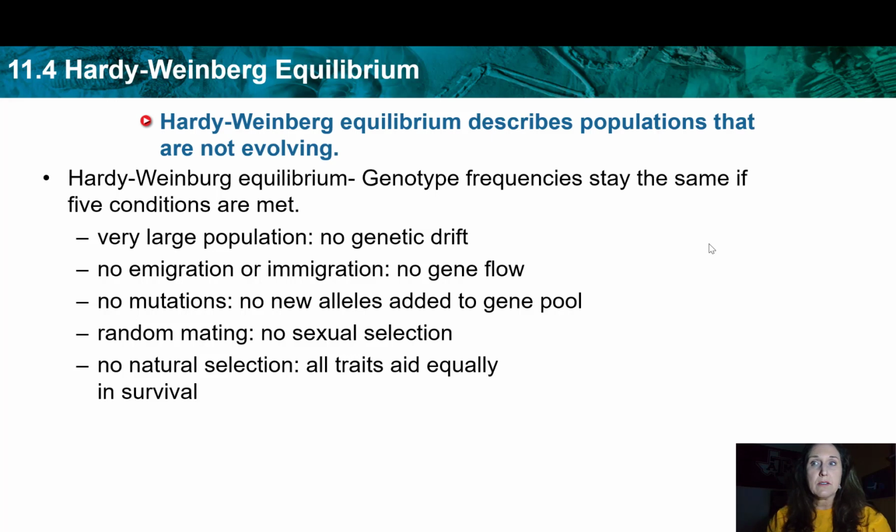No mutations. So no mutations happen that create a phenotypic consequence, right? So no new alleles are added to the gene pool. Random mating, so we don't have any sexual selection. So there's no birds with their fancy plumes or doing the dances or anything like that. Females and males mate at random. And no natural selection. So with all the traits they have, there's no survival of the fittest. Everybody is equally fit for the environment, so there's no one adaptation that's more fit than another.